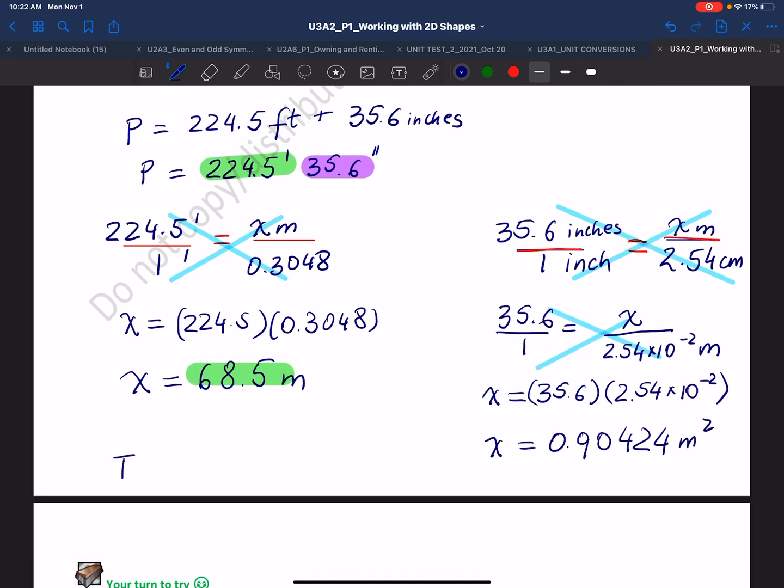So we're going to say that the total perimeter in meters will be 68.5 plus 0.9. And that would amount to 69.4 meters. This would be the answer. And this is it.